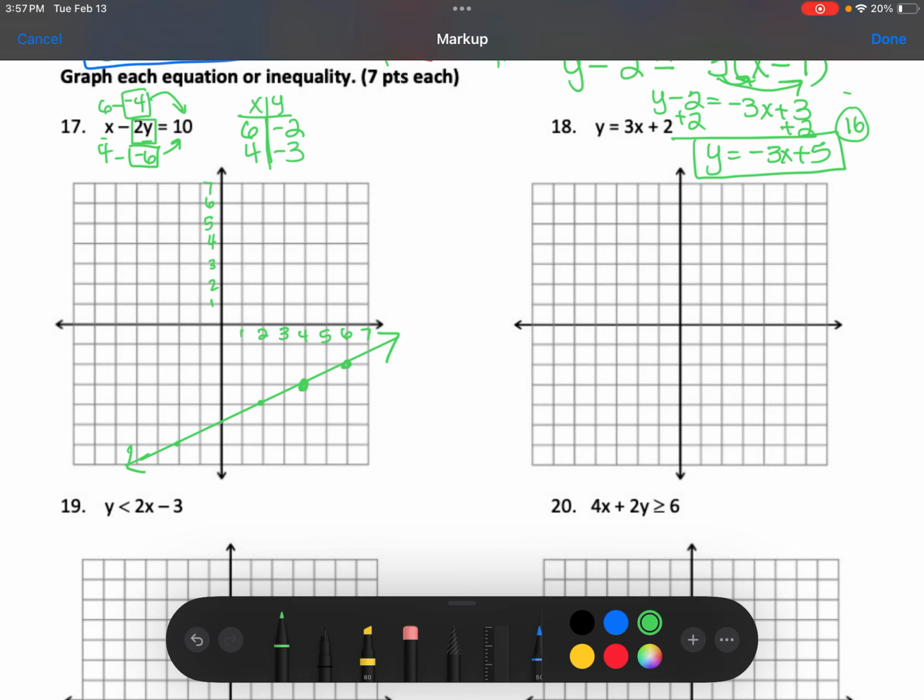Let's talk about another way that I could have done this problem. Instead of making a T-chart, I could have solved for Y. That means I need to minus X on both sides. I get -2Y equals -X plus 10. Then I divide by -2, and that gives me Y equals 1/2 X minus 5. So you should be able to graph this by using the slope of 1/2 and the y-intercept of -5.